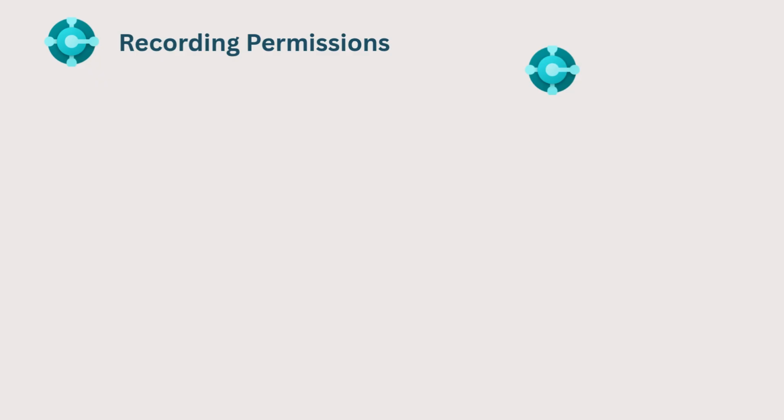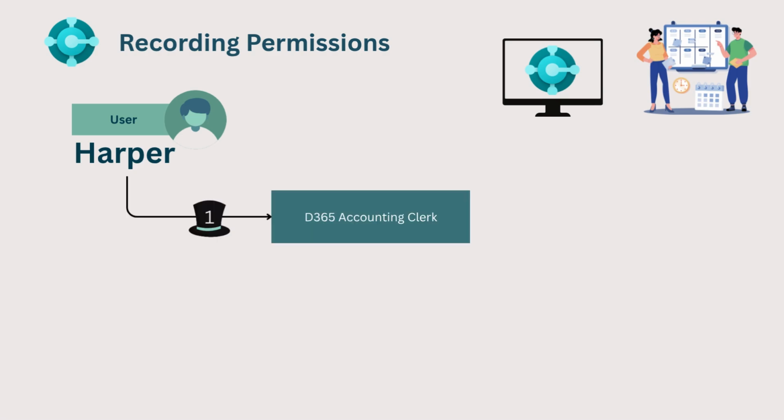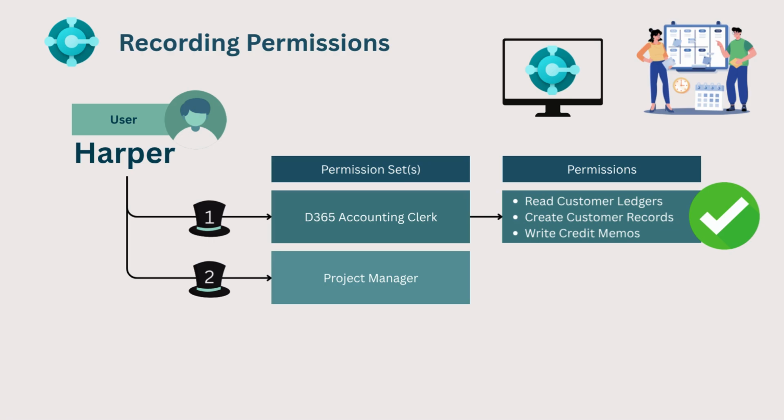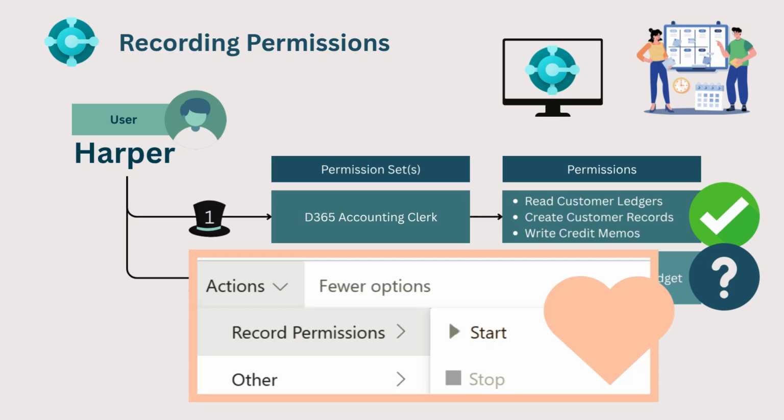Since our video is all about managing permissions, we have to talk about the feature recording permissions. To demonstrate, let's pretend Harper's boss asked for them to lead a project on top of their accounting duties. Leadership wants this project managed in Business Central so that everybody has real-time access to the progress. Harper's already wearing the accounting clerk hat and is about to start wearing the project manager hat, where they will need access to create projects, project tasks, budget lines, and other key activities. And here's where the magic happens.